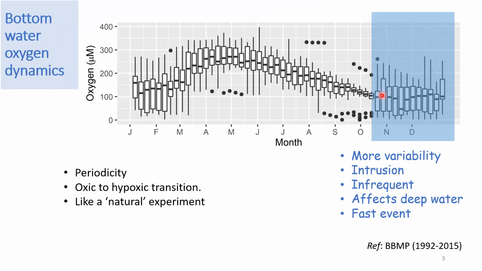However, if you look at the end of the year, or in the fall of every year, the oxygen concentration is much more variable. The reason for this is fall intrusions. Fall intrusions are an infrequent event which affects only the deeper water. Essentially, water from the Scotian Shelf, which is heavier and more oxic, enters the basin and sits at the bottom, and this is a fast event.